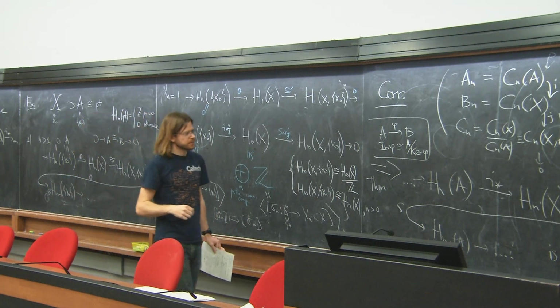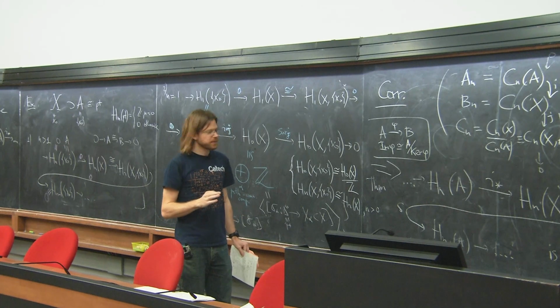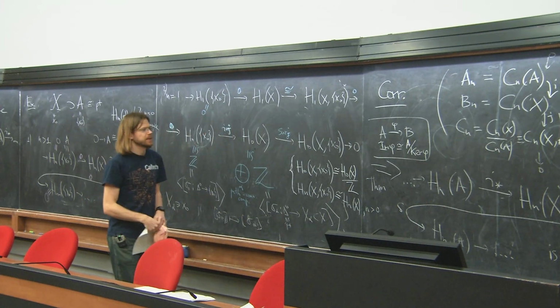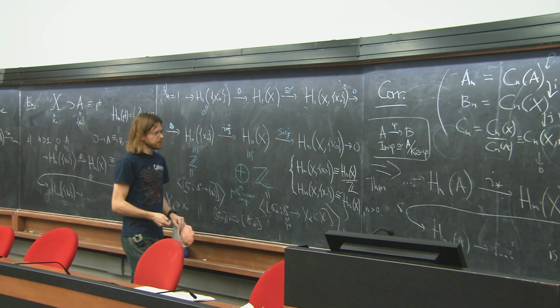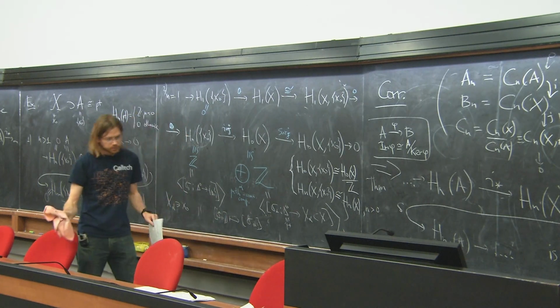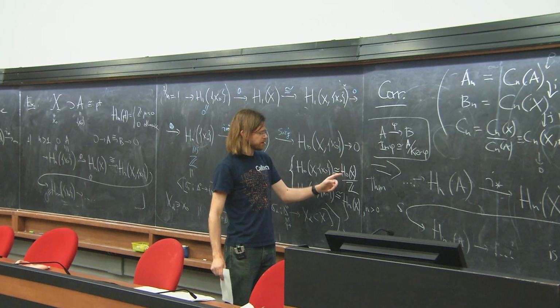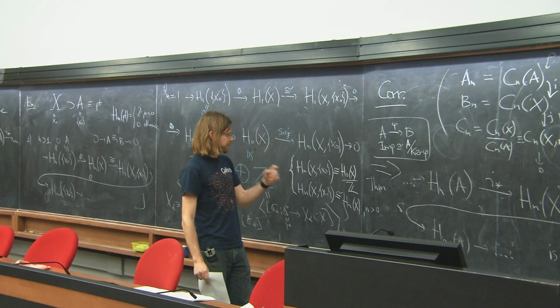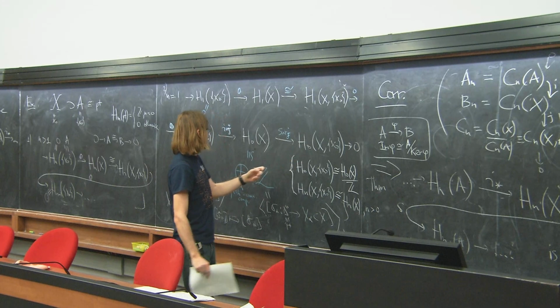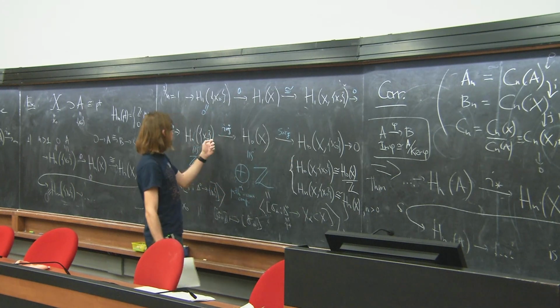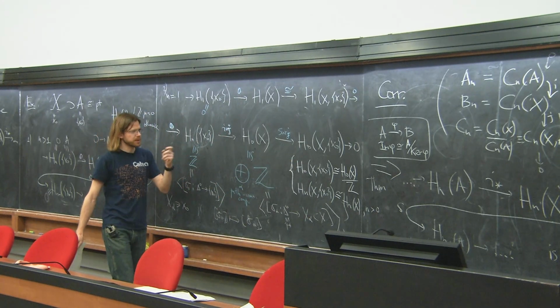Okay, thank you. Is this okay now? Yes, it is clear. Here the image is the whole space because this is surjective, and the kernel is isomorphic to Z because this is injective.